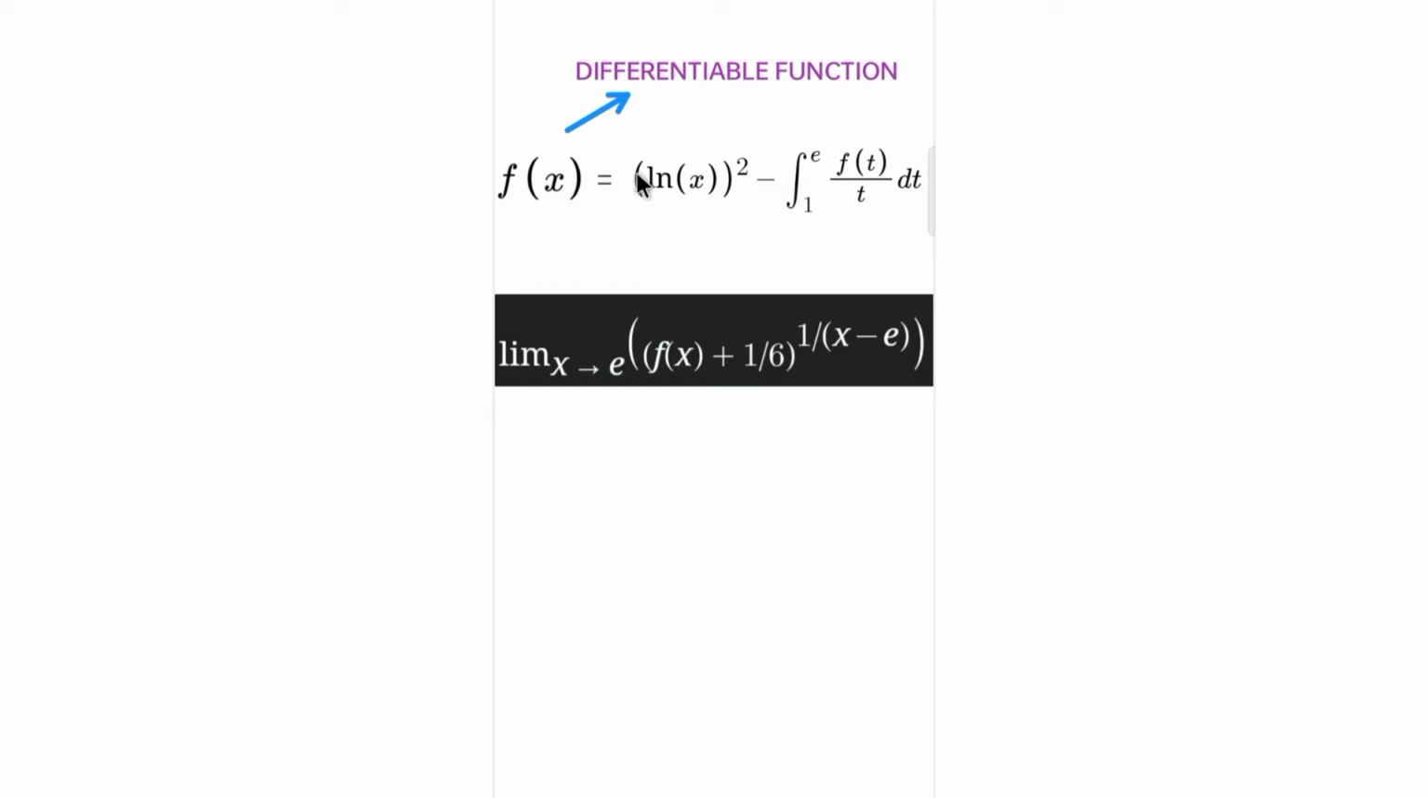So the problem is f of x is equal to (ln x) whole square minus the integral from 1 to e of f of t by t dt. This is the question, and we have been asked to find the value of the limit as x tends to e of (f of x plus 1 by 6) whole power 1 by (x minus e). I'll just write the question again: limit x tends to e of (f of x plus 1 by 6) whole power 1 by (x minus e). This is the question.